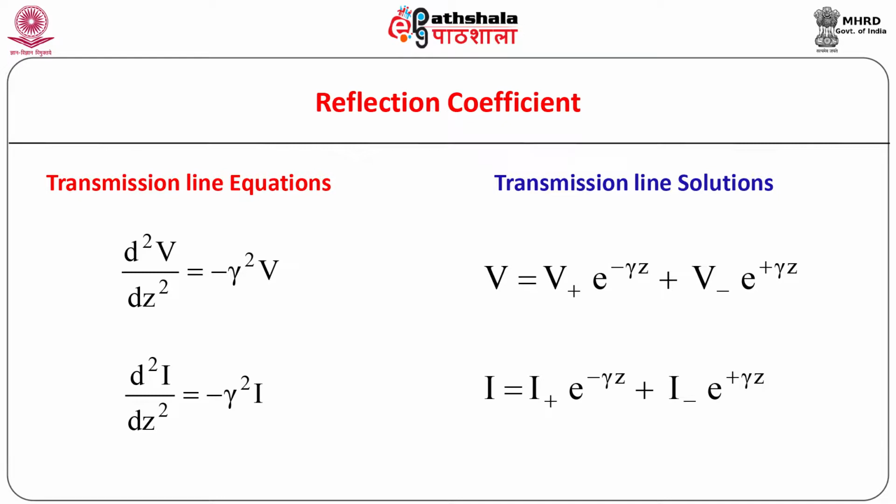Note that each one of the two quantities, namely voltage and current at a distance z from the source end, which is also referred to as the generator end, consists of two components, one travelling in the positive z direction and the other travelling in the negative z direction. The components with amplitude suffixed by plus sign represent the components travelling in the positive z direction, while the components with amplitude suffixed by minus sign represent the components travelling in the negative z direction.